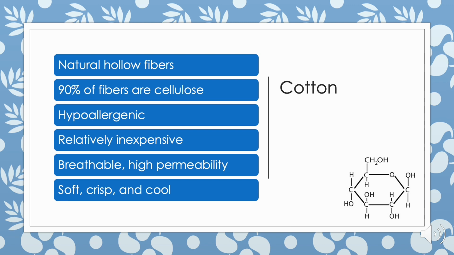Cotton is a natural hollow fiber. 90% of the fibers are cellulose. It is hypoallergenic. It is relatively inexpensive. It's a very breathable and high permeability material. It is also soft, crisp, and cool to the touch.